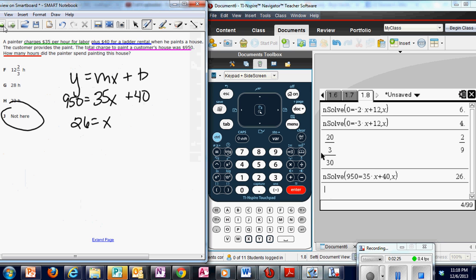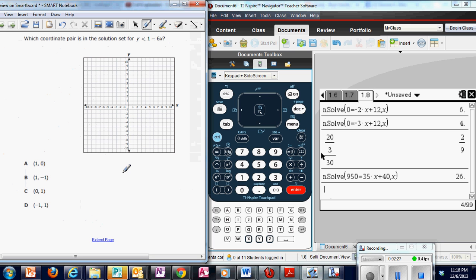Moving on. Alright, now we have an inequality. Which coordinate pair is the solution for this set? y is less than 1 minus 6x. So they give you a graph because they kind of want you to graph this. It'd be a dotted line, and you would be shading down because, as we learned in a previous tutorial, a little trick is if you have the variable y by itself positive, then if you can write the word down, you would shade down. If you could write the word up, you would shade up if y is by itself positive on the left side.